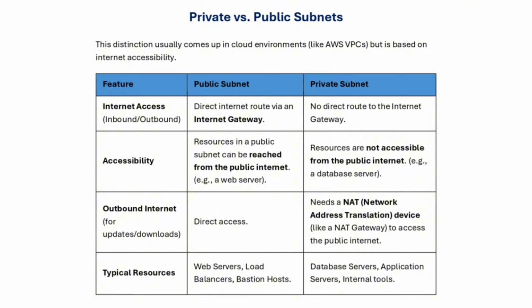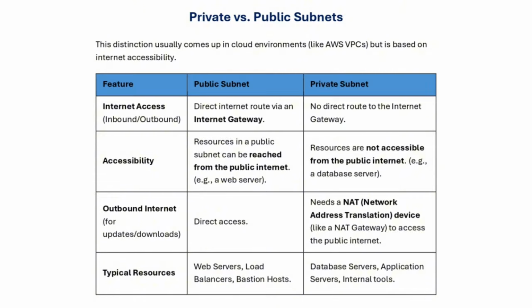For accessibility, resources in a public subnet can be reached from the public internet. That would be a web server. For a private subnet, resources are not accessible from the public internet. So, for example, it would be a database server. Outbound internet for updates or downloads: for a public subnet, it is direct access. For a private subnet, it needs a NAT gateway to access the public internet.